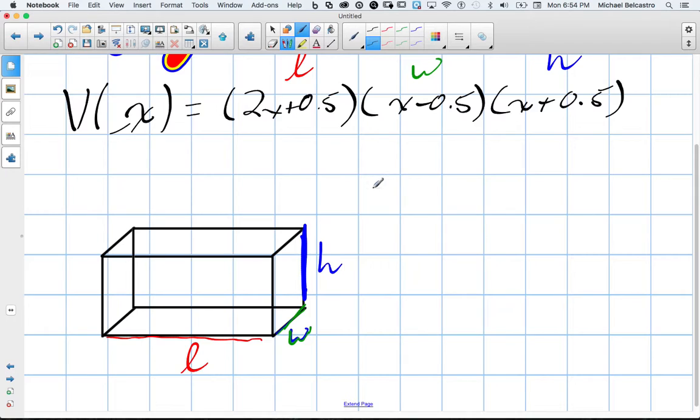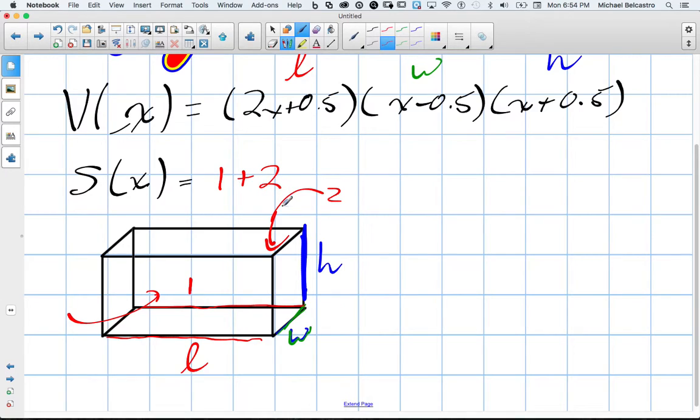Surface area is far more complex of a formula to build. We'll call it S for surface area as a function of x. I'm going to go about numbering these. I'm going to call my L times H my side 1, and that would be the very front of this. And then the very back of this is still L times H. We'll call that side 2. So essentially, we need side 1 plus side 2, because surface area is adding all the sides together.